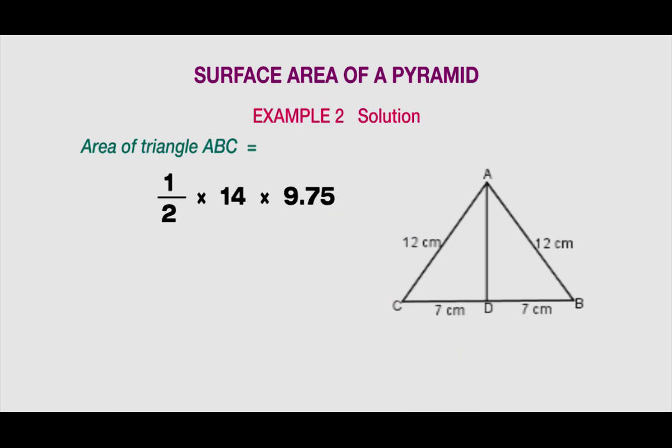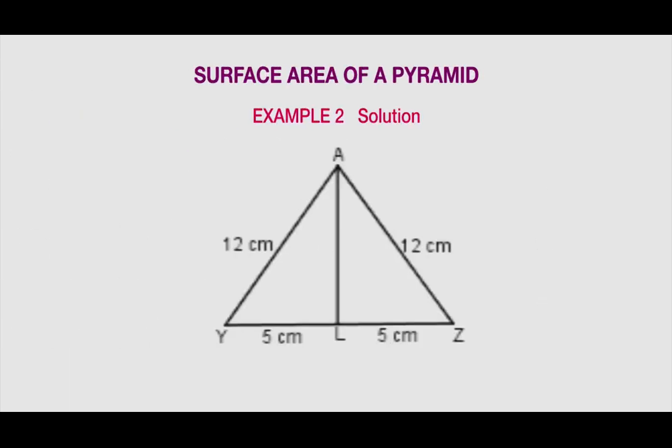Now, the area of triangle ABC is half base times height. So, if you do our substitutions, then we have the area of triangle ABC to be equal to 1 over 2 multiplied by 14 multiplied by 9.75. Using our calculators, the area of triangle ABC will be equal to 68.25 centimeters squared.